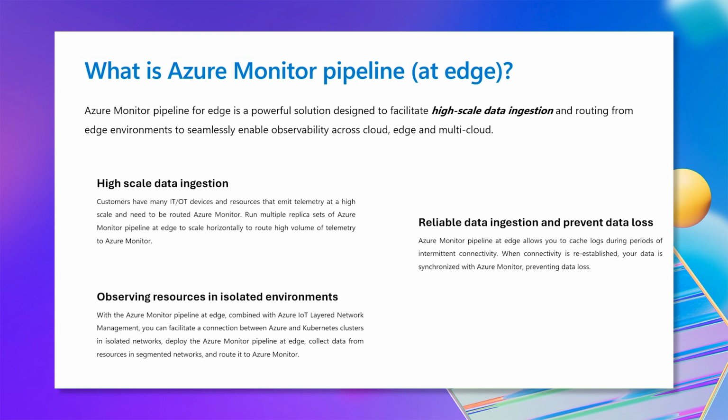Finally, observing resources in isolated environments. In the manufacturing sector, resources are often located in isolated network zones without direct cloud connectivity, posing challenges for telemetry collection. With the Azure Monitor pipeline at edge, combined with Azure IoT layered network management, you can facilitate a connection between Azure and Kubernetes clusters in isolated environments, deploy the Azure Monitor pipeline at edge, collect data from resources in segmented networks, and finally route it to Azure Monitor for comprehensive observability.